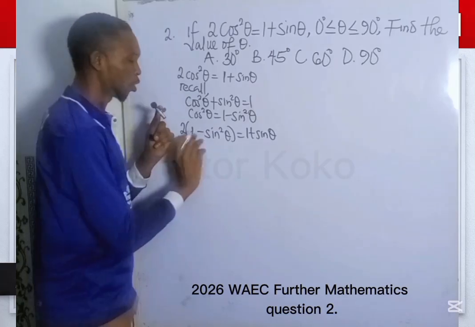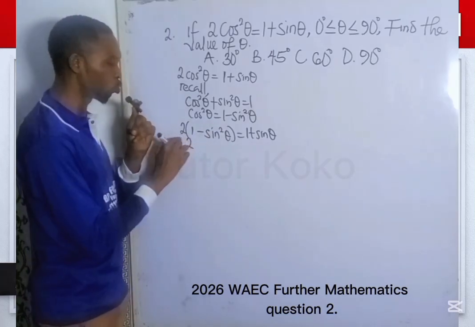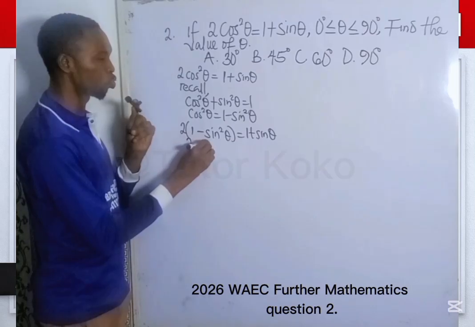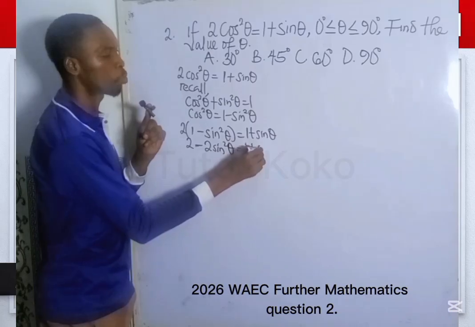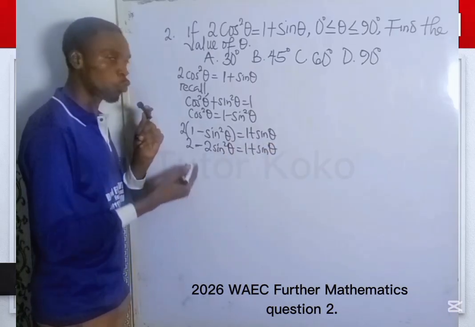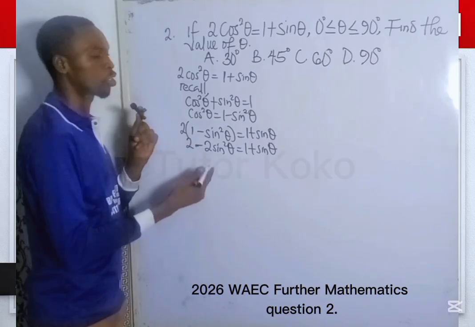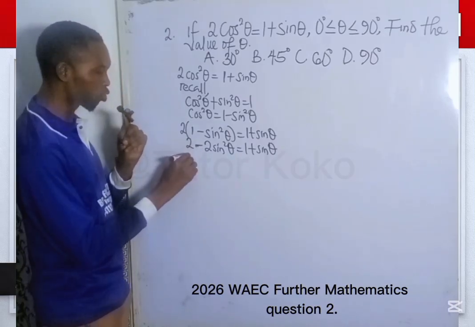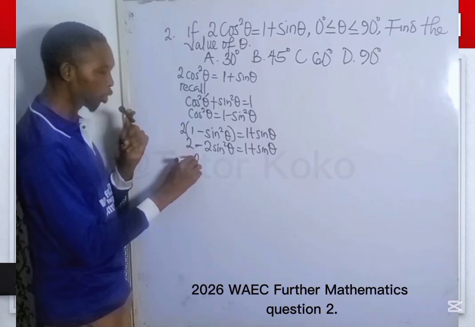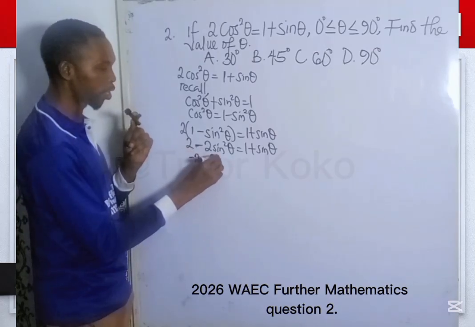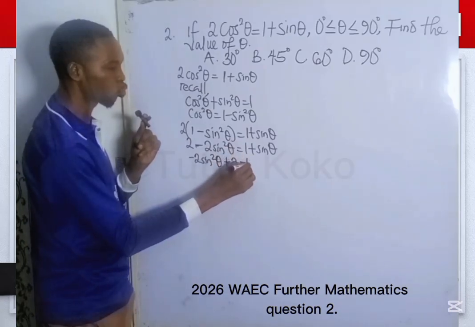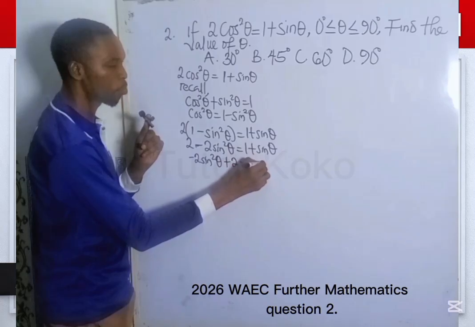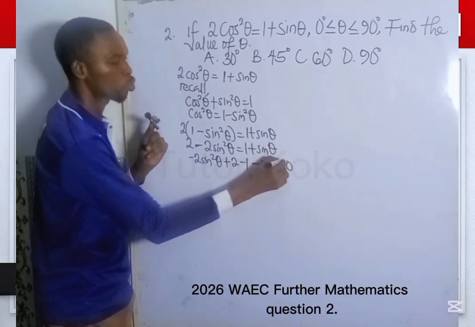Is that clear? Then we remove the brackets. We have 2 times 1, 2. 2 times sine squared theta is 2 sine squared theta, is equal to 1 plus sine theta. So what am I going to do next? I'm going to rearrange. In this one, I'm going to have something like this: minus 2 sine squared theta plus this 2. Take 1 here, that is minus 1. Bring this back here, that is minus sine theta equals to 0.